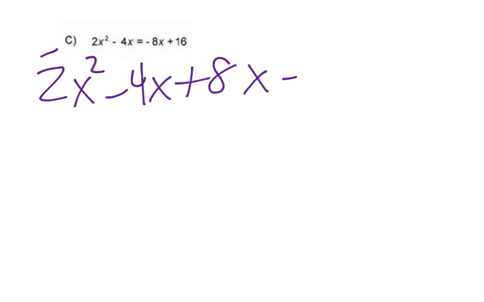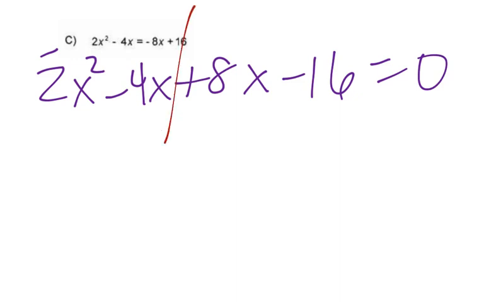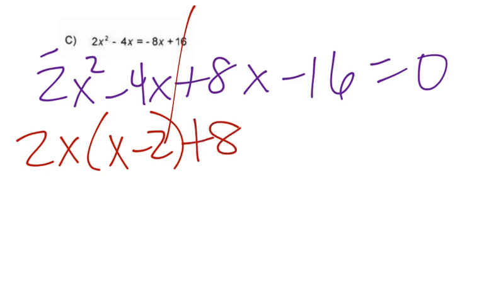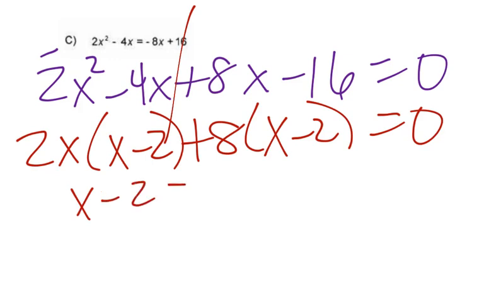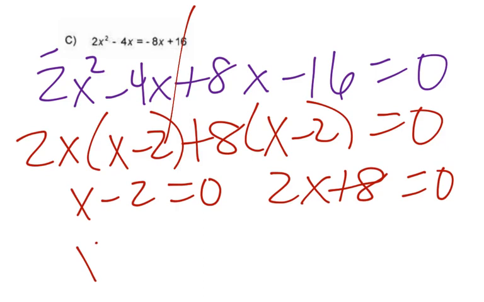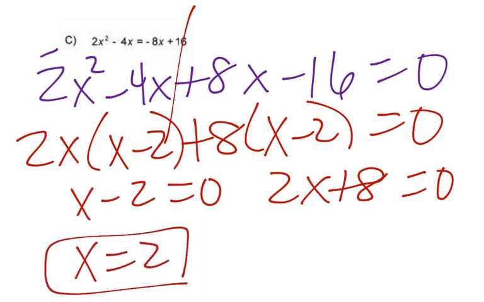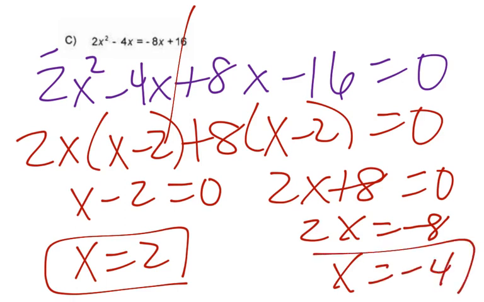This one has 4 terms. Get them all on the same side. So 2x squared minus 4x plus 8x minus 16 equals 0. When there's 4 terms, you're going to cut it in half. Pull out the 2 and the x, and it leaves you x minus 2. Plus, pull out the 8, and it leaves you x minus 2. So you have x minus 2 equals 0, and you have 2x plus 8 equals 0. So x is equal to 2. 2x is equal to negative 8. X is equal to negative 4.